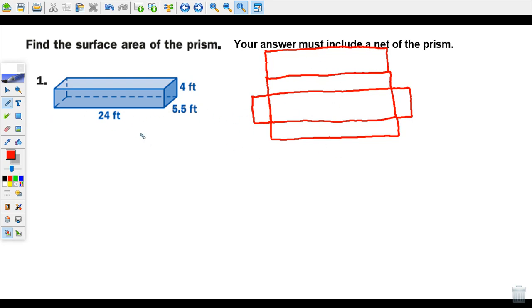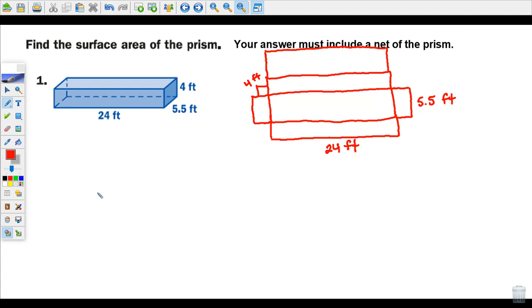Obviously, let's put in our dimensions here in our net. So start with the bottom again. The bottom was 24 feet long, which means all of these are 24 feet. And it was 5.5 on this side. So this side of the bottom is 5.5. So I'm going to put it off to the side, 5.5 feet. And then the only other dimension that I need to include is this small side right here. It's 4 feet for both. So this side and this side are both 4 feet.